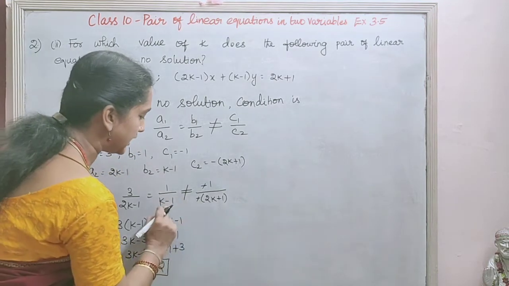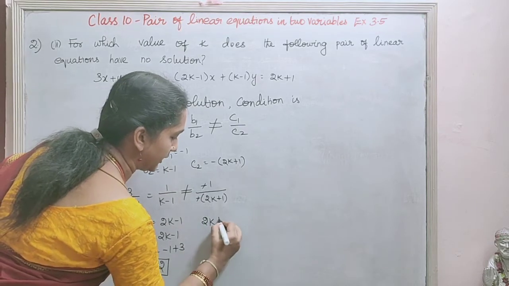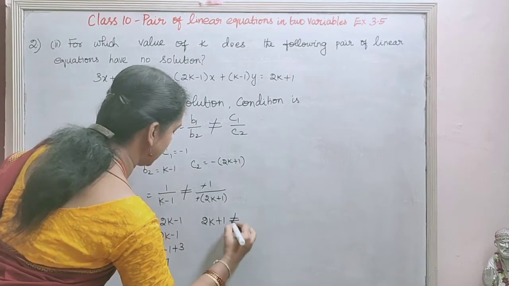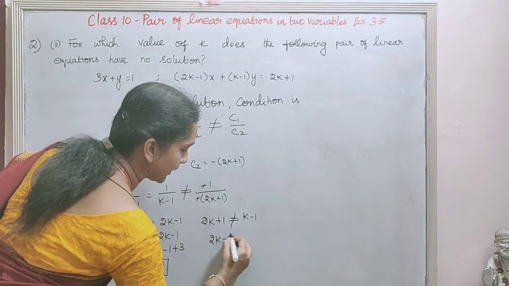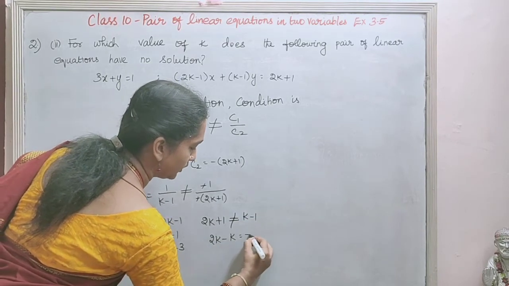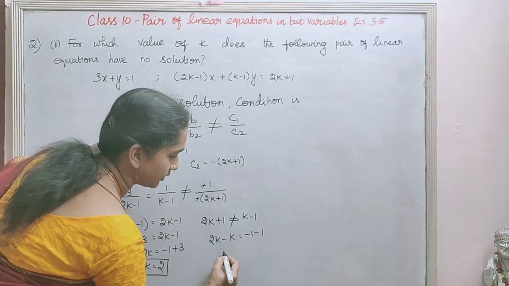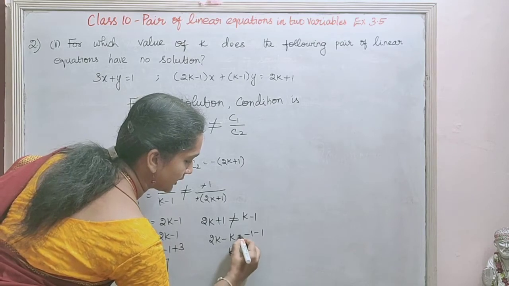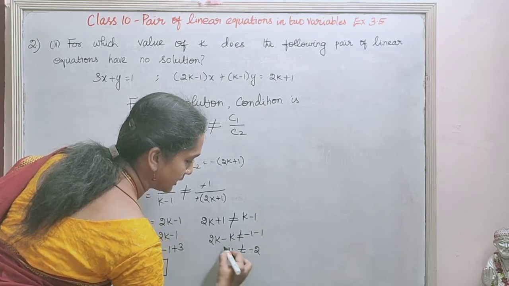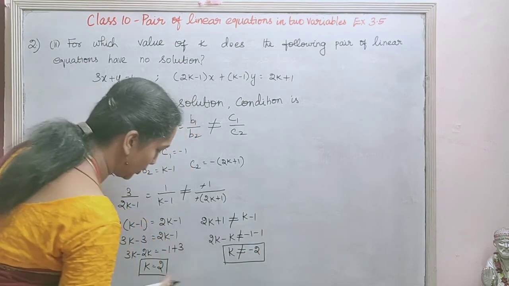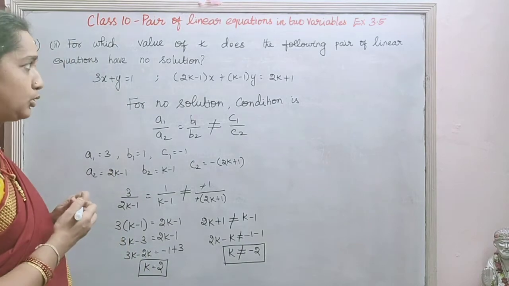Then we will take these two equations. When we cross multiply, 2k plus 1 is not equal to k minus 1. Then 2k minus k is not equal to minus 1 minus 1. This plus 1, when it goes to that side, will be minus 1. So k is not equal to minus 2. So these are the two conditions: k is equal to 2 and k not equal to 2.